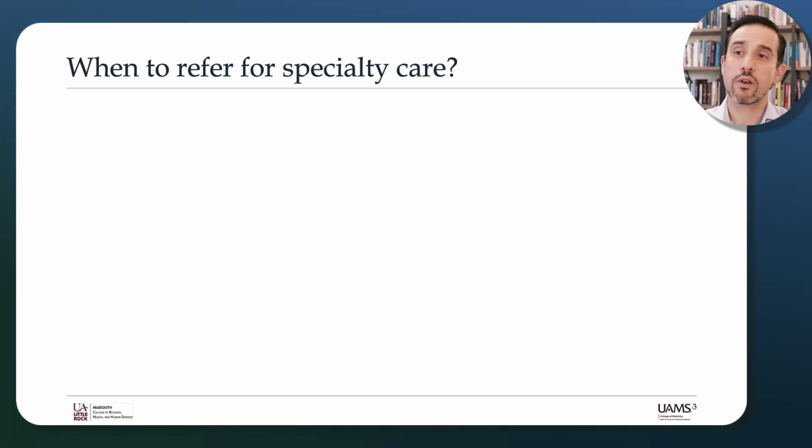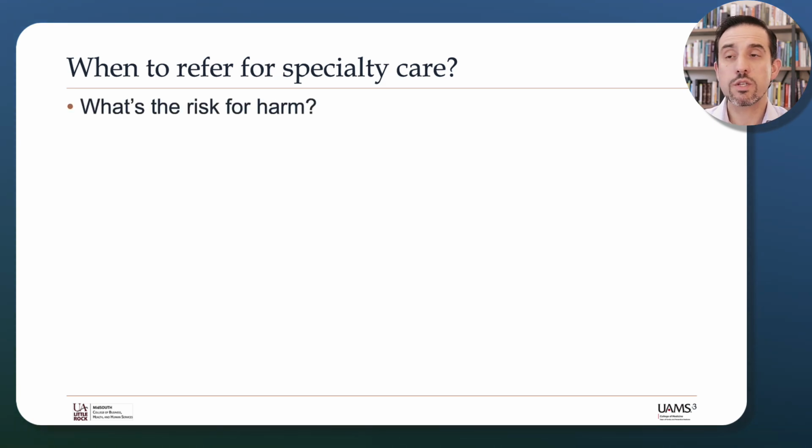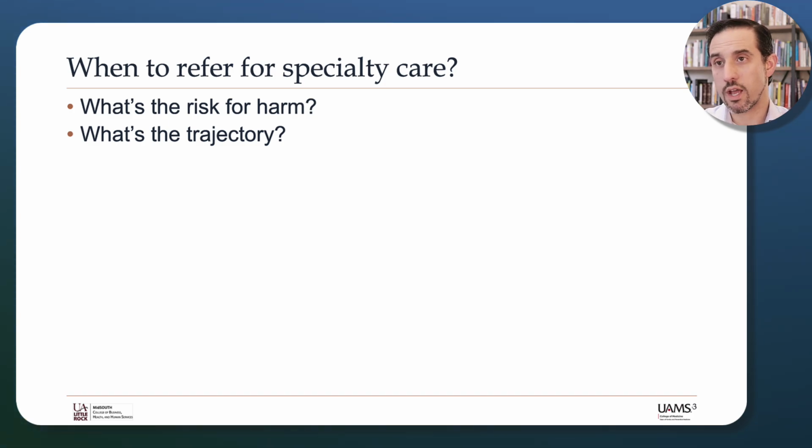Now, when do you refer out for specialty care? Assuming again that you have it available to you. Questions to ask yourself: what's the risk for harm? Is this person potent? Are they using street drugs? Or are they at risk for overdose? And then also, what's their trajectory? Is this getting worse over time? Is it holding steady? Does it seem to be getting better on its own?